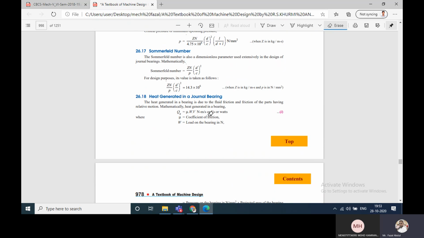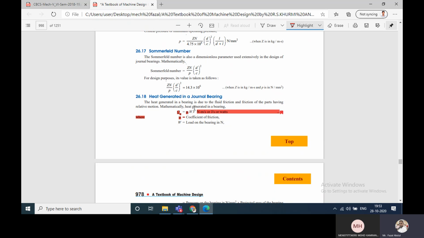Okay, and heat generated in the bearing. From this topic, these relations are used to solve the problem. Heat generated in the bearing is denoted by Qg, that is equal to mu into W into V.